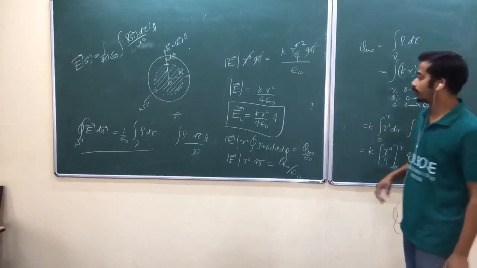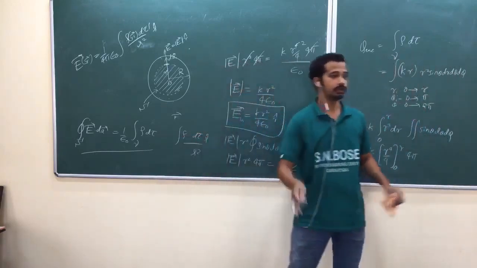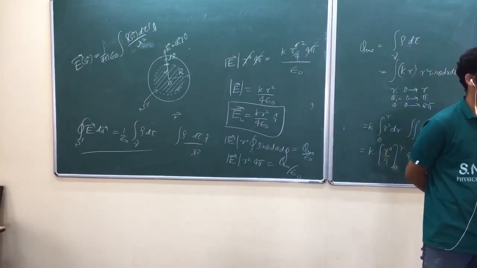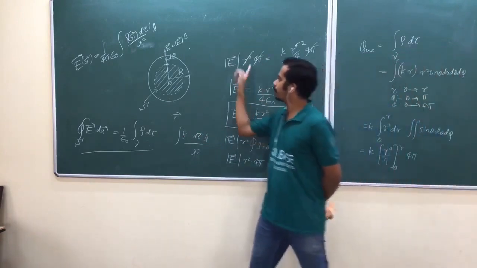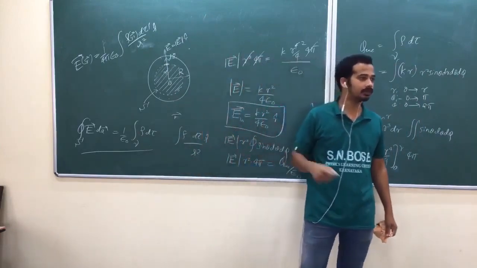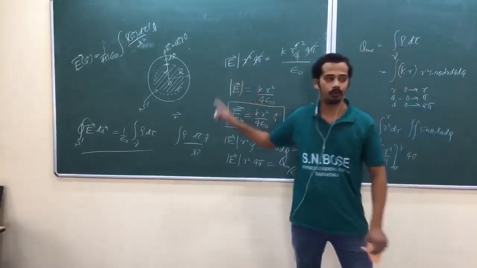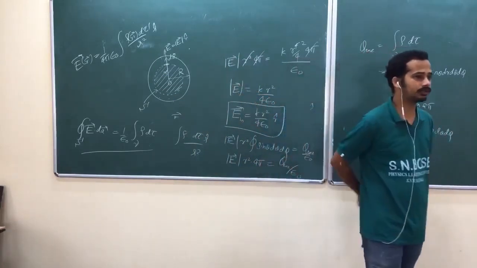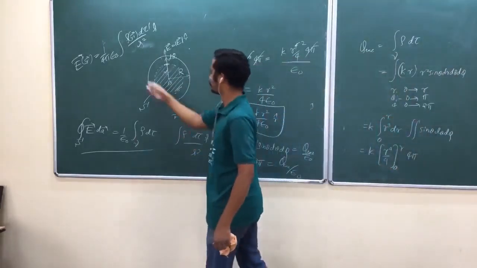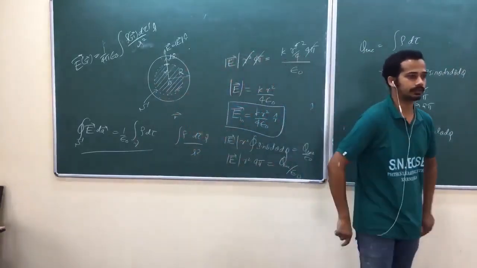Yeah, this is non-uniform. That's why you need to do this. In the earlier case, we already knew the net charge is Q, so we just substituted. Suppose in this problem you want to find the electric field outside. He hasn't given the total charge Q, he has given only rho. So you have to integrate over this region and find the total charge.